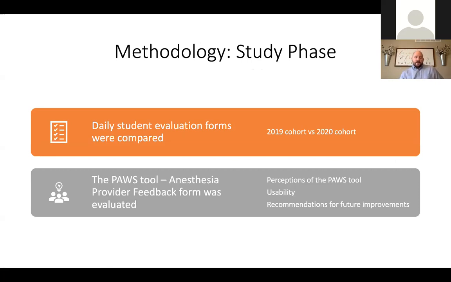The study phase of the PDSA cycle was key in determining the impact the newly implemented change has had on the organization. Student evaluations from the 2020 cohort were compared to those of the 2019 cohort to identify if utilization of the PAWS tool had been effective in reducing omissions of critical components of the pediatric anesthesia workstation. Additionally, the provider feedback forms were evaluated, observing for identifiable trends in users' perceptions of the tool, its usability, and any recommendations which may be used to improve the PAWS tool in the future.